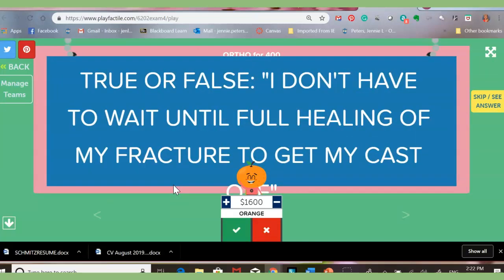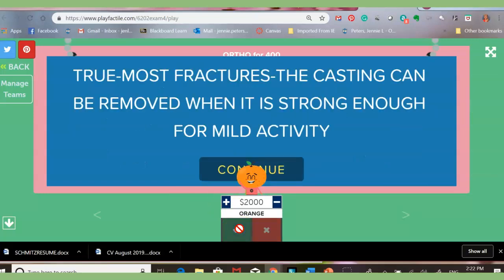So true or false, I don't have to wait until full healing of my fracture to get my cast off. That is true. With most fractures, we really want to keep the casting on as least amount of time as possible. So it can be removed when they're strong enough for mild activity. So it doesn't have to heal all the way through. So remember, there's different phases of healing with bones.